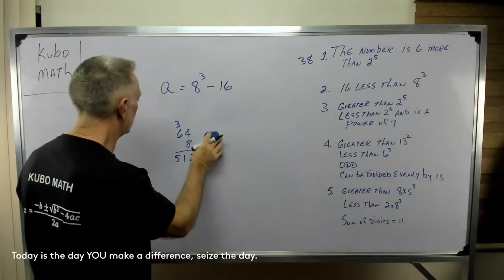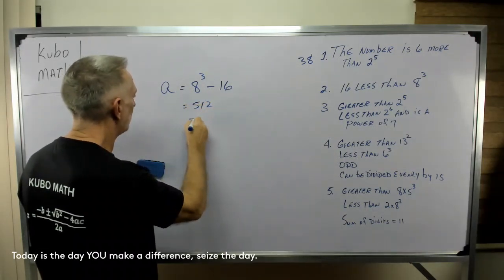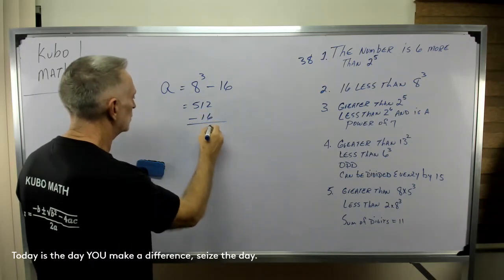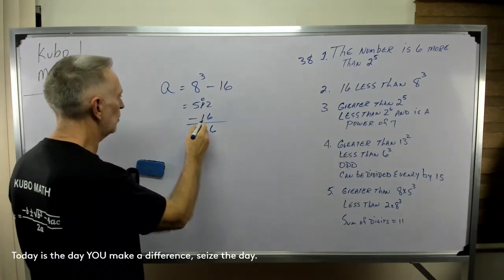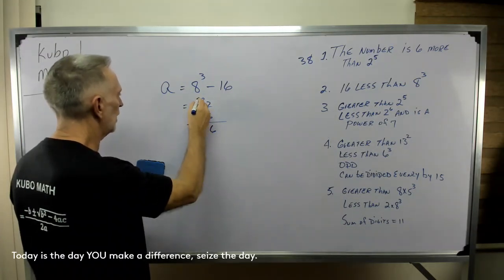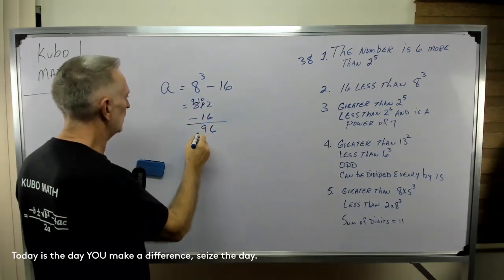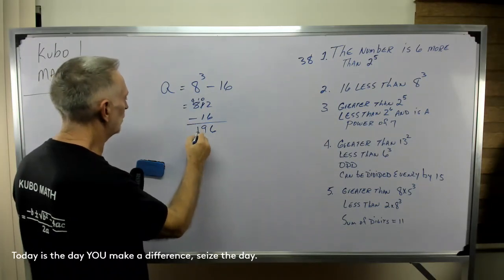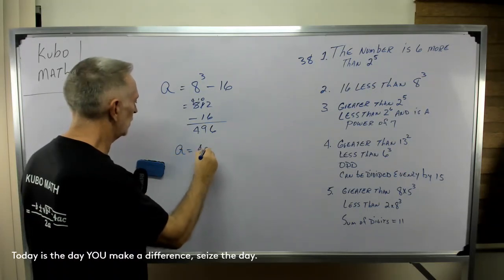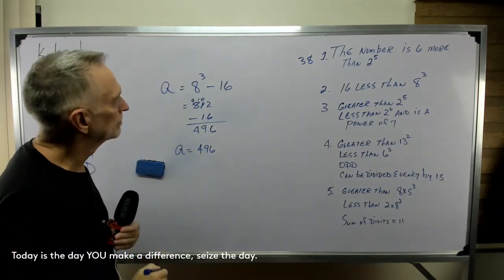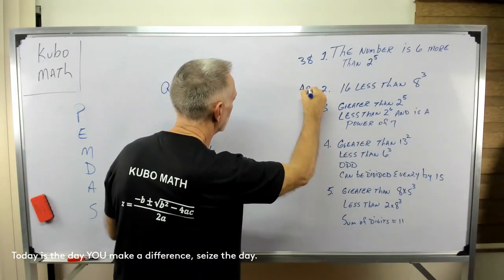And it's 16 less. So this is 512 minus 16. 6 from 2, I have to borrow 1, which gives me a 0. 1 from 0, I have to borrow 1 from this guy, leaves me 4. So 1 from 10 is 9. And then bring the 4 down, 496. So A equals 496.